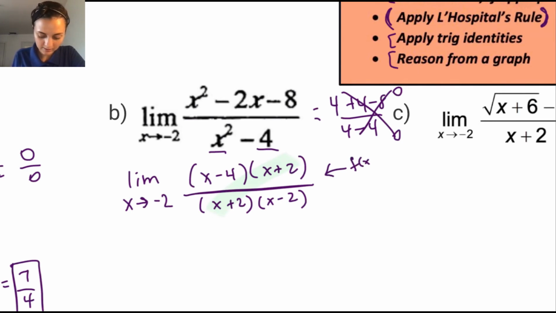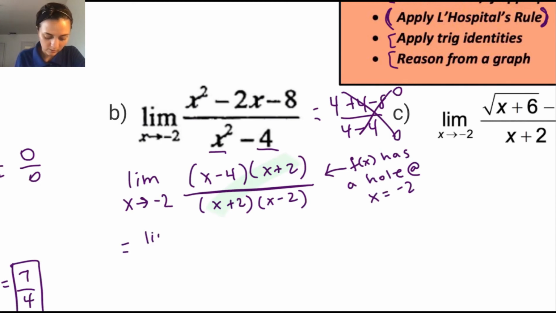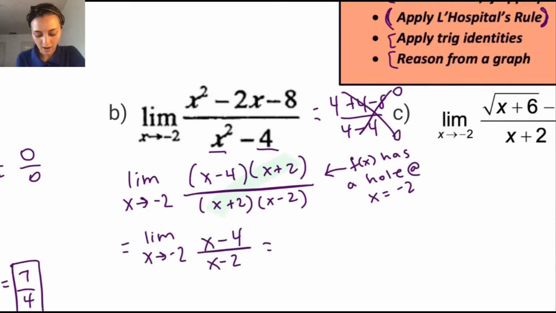So f of x has a hole at x equals -2. But we can cancel that out with our factoring. So now this is equal to the limit as x approaches -2 of x minus 4 over x minus 2. Now when I plug in -2, I get -6 over -4, which equals 3/2. So about 1.5 is the limit.